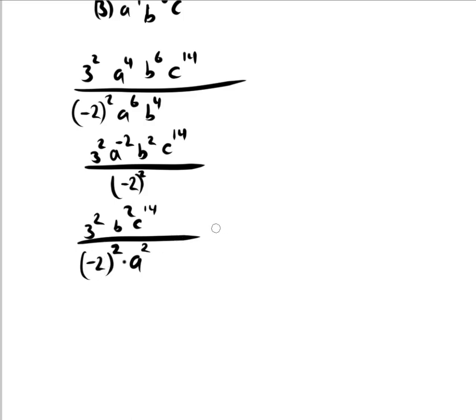So 3 squared is equal to 9, right? So I have 9b squared, c to the 14th, and this is negative 2 squared. Negative 2 times negative 2 is a positive 4a squared. And that should be my final answer, because 9/4 can't really be reduced here. Can't be reduced. And in fact, my answer is 9b squared c to the 14th over 4a squared. I am correct. Haha! Feels so good.